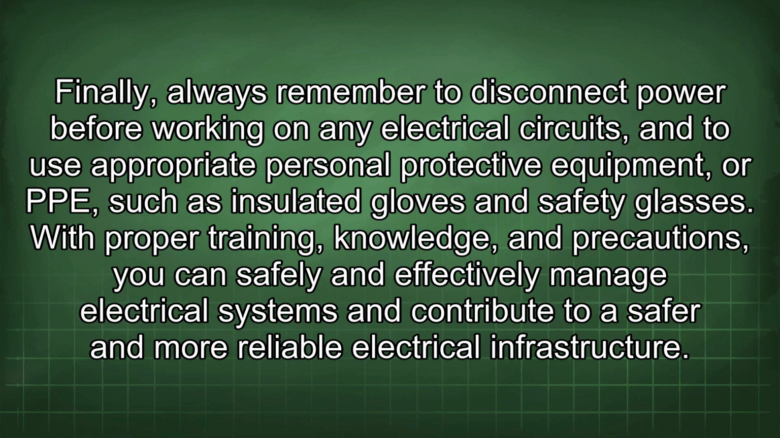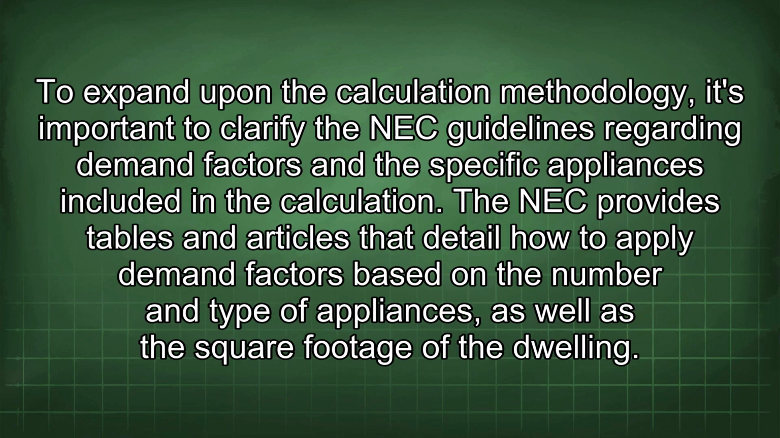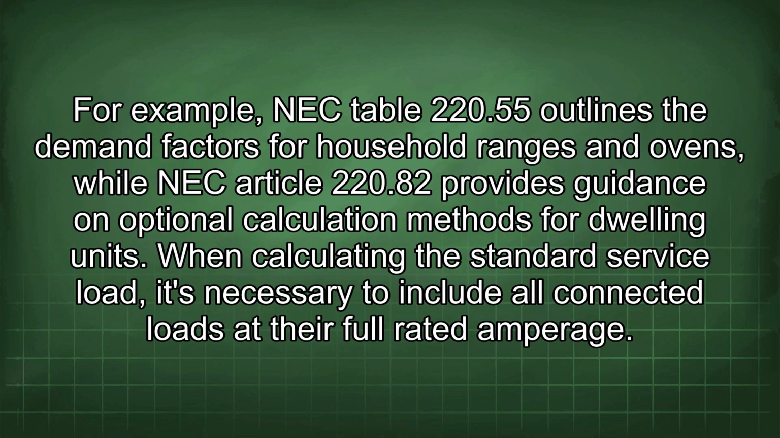more reliable electrical infrastructure. To expand upon the calculation methodology, it's important to clarify the NEC guidelines regarding demand factors and the specific appliances included in the calculation. The NEC provides tables and articles that detail how to apply demand factors based on the number and type of appliances, as well as the square footage of the dwelling. For example, NEC Table 220.55 outlines the demand factors for household ranges and ovens, while NEC Article 220.82 provides guidance on optional calculation methods for dwelling units.